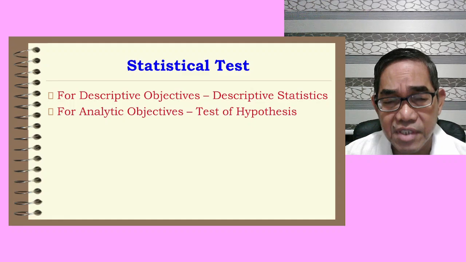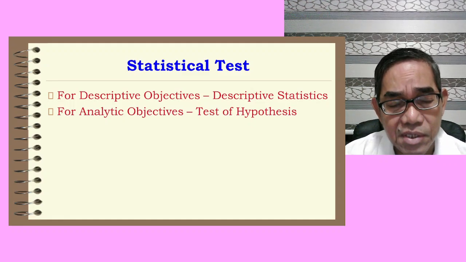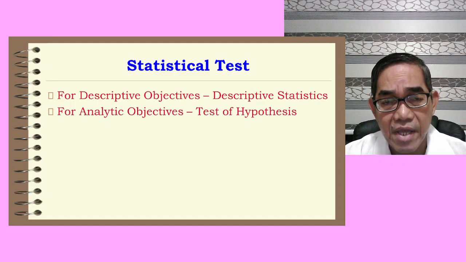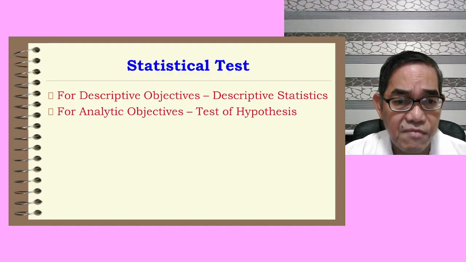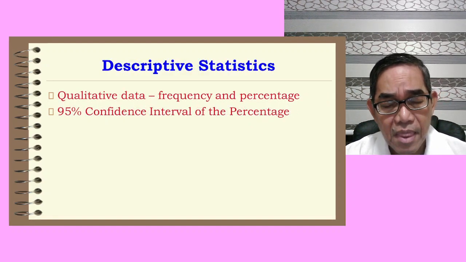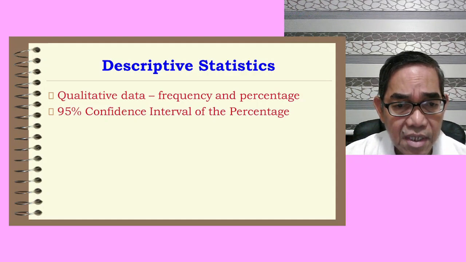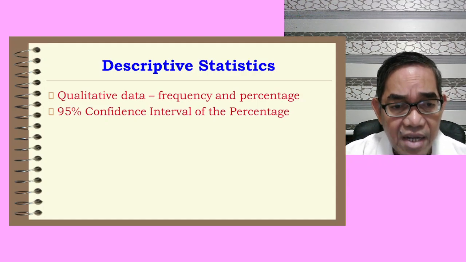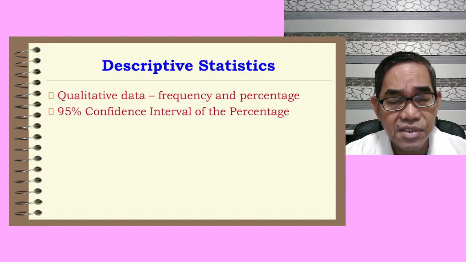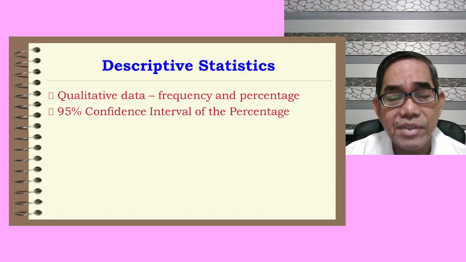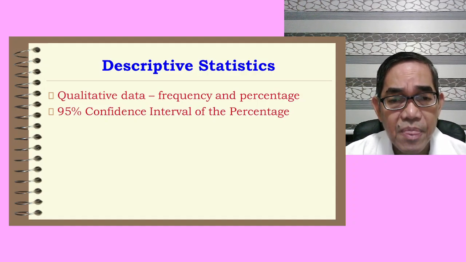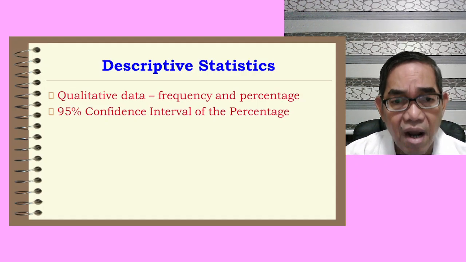When we talk of statistical tests, we have descriptive statistics if our objectives are descriptive objectives. Then we use the test of hypothesis if our objectives are analytic objectives. Now, for descriptive statistics, when data are qualitative data, and I would like to believe that you already know the meaning of qualitative data, the statistical test to use will be frequency and percentage. And the 95% confidence interval of the frequency will also be calculated.